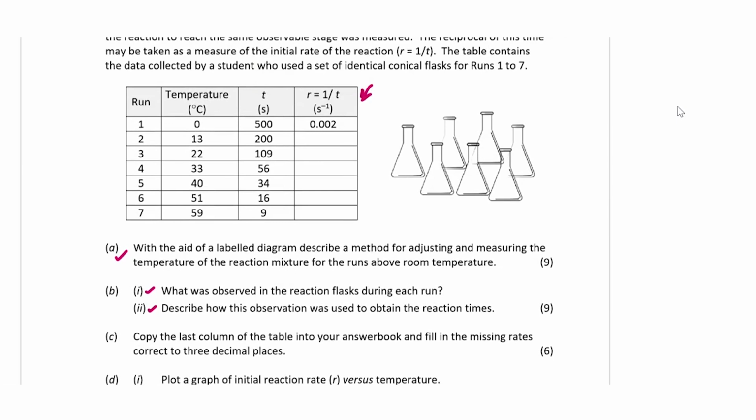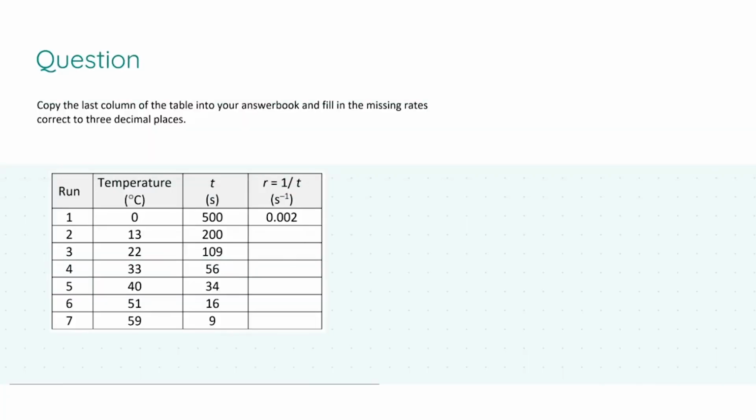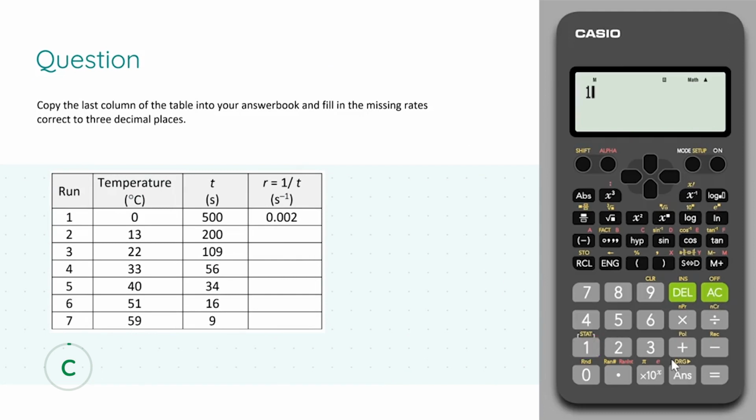Now we can see that there's not really much calculation required by us. We're looking for the rate, and it's telling us how to find the rate: 1 divided by t. So here it's 1 divided by 500, and you get 0.002. The next one is going to be 1 divided by 200. Okay, so we're going to need our calculators for this question. And that is 5 multiplied by 10 to the power minus 3, so that is 0.005.